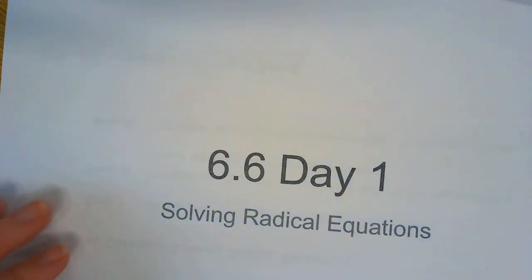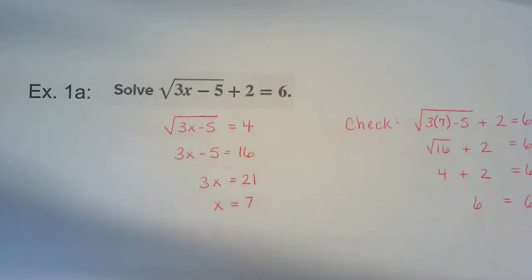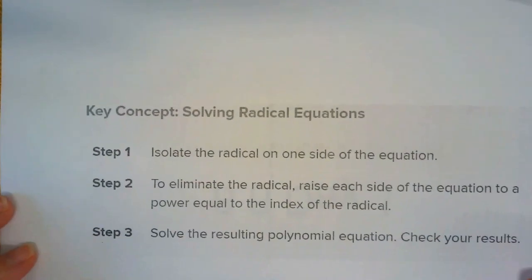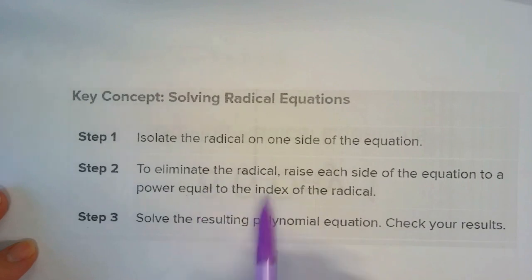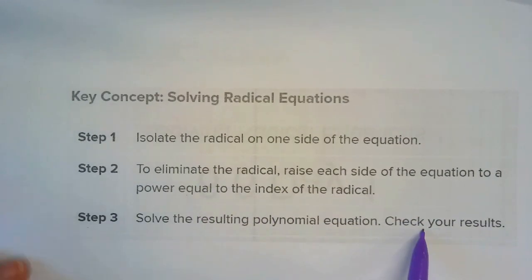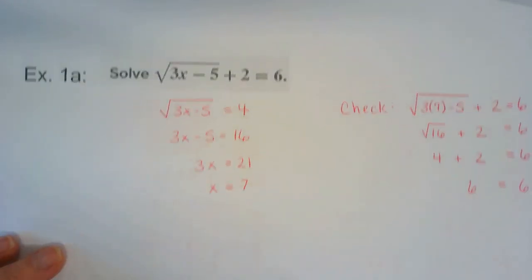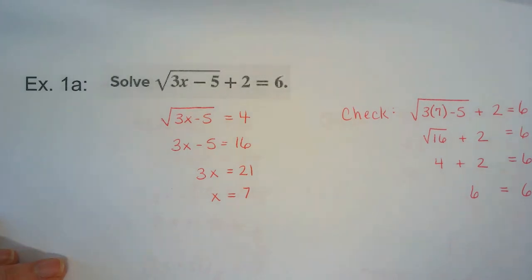Section 6.6 is where we're going to solve radical equations. Here are the steps that you're going to use. We're going to isolate the radical, get rid of the radical, and then always check our answers. Let's take a look at our first one.